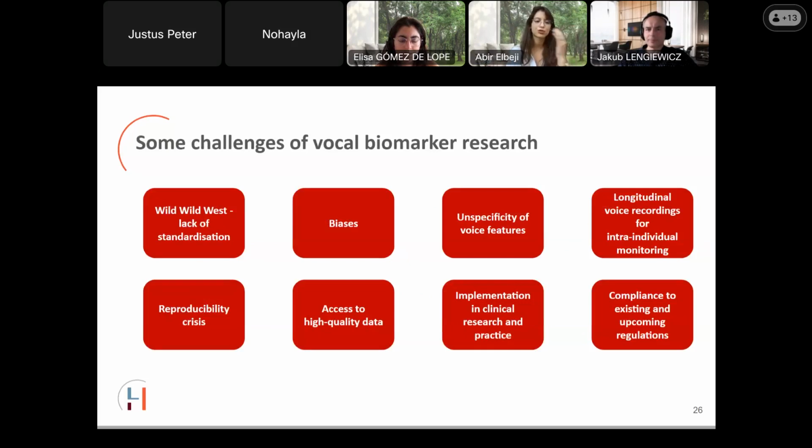There's the reproducibility crisis, when we can't replicate or reproduce the findings on new populations. We still don't have access to high quality data. We are unable to implement in clinical research and practice, and we don't have a specificity to voice features, since also most of the algorithms are kind of black boxed, and we can't interpret or explain what's happening there.